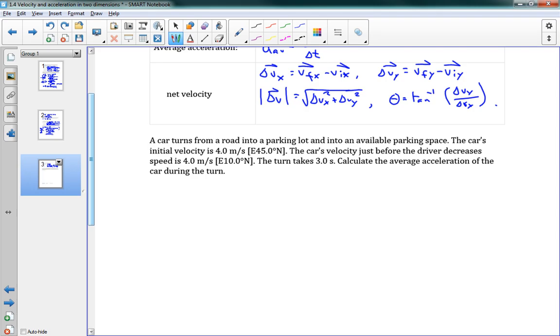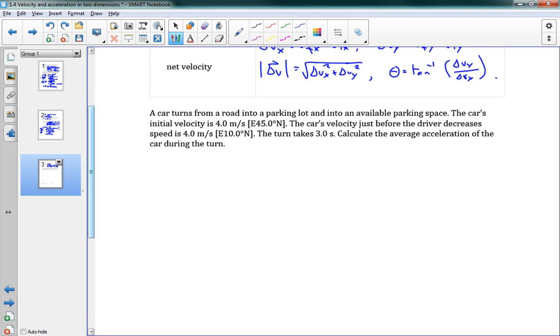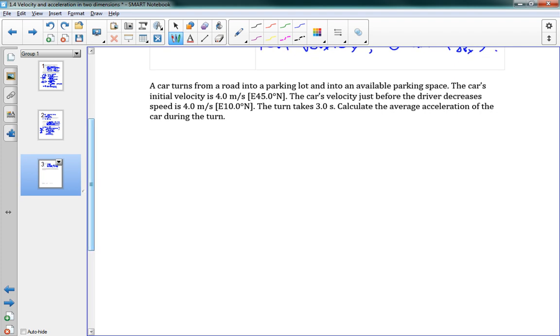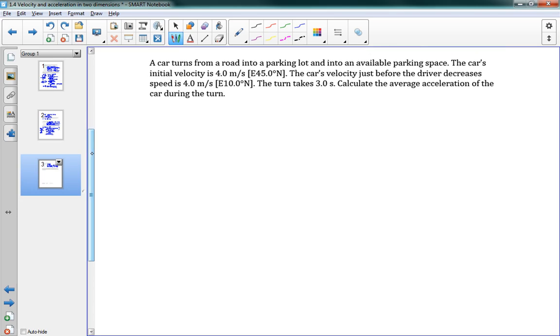Okay, so this last problem here details some acceleration problem. I'm going to talk you through the basic idea of it, but we're not going to solve it together. I'm going to leave this for you to solve. But it says that a car turns from a road into a parking lot and into an available parking space. The car's initial velocity is 4 meters per second east 45 degrees north. So I'm going to just sketch this quickly here. Initial velocity is this direction, 4.0, 45 degrees.